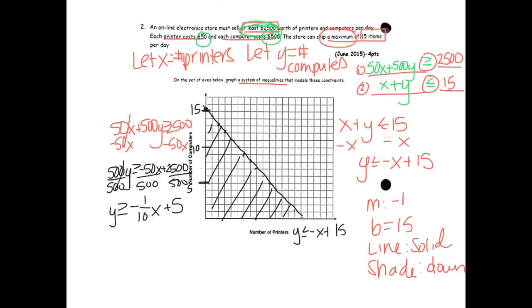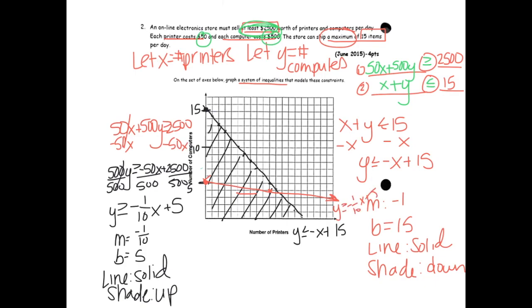Okay, and here's exactly what we're going to do. We're going to start at a y-intercept of 5, and we're going to go down 1 over 10. Down 1 over 10. Okay, I know it seems strange, but it's really not that hard. And now I'm going to label it. Y is greater than or equal to negative 1/10 x plus 5. And we're going to shade up. And I think that's it.